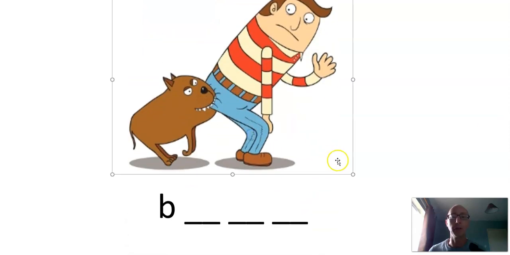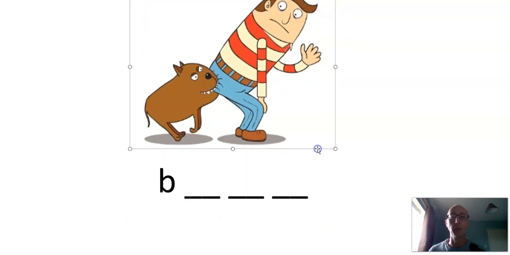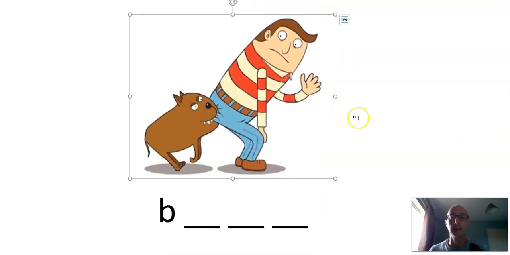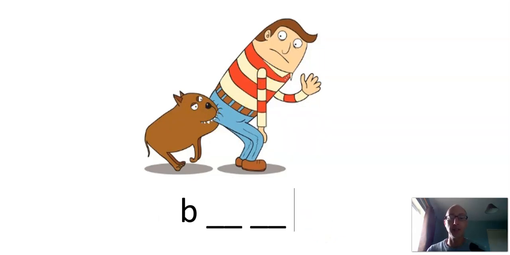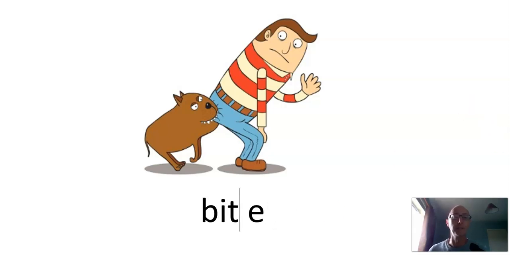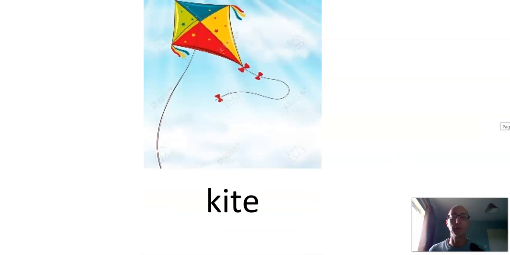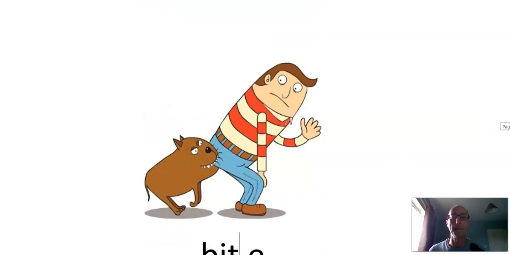What's this word here? So really we're looking at the dog. The dog bites the man. So the verb is bite. Again, the last letter is E all the time. Second letter is I. Bite. T. And these rhyme, of course, the same sound. Kite, bite.